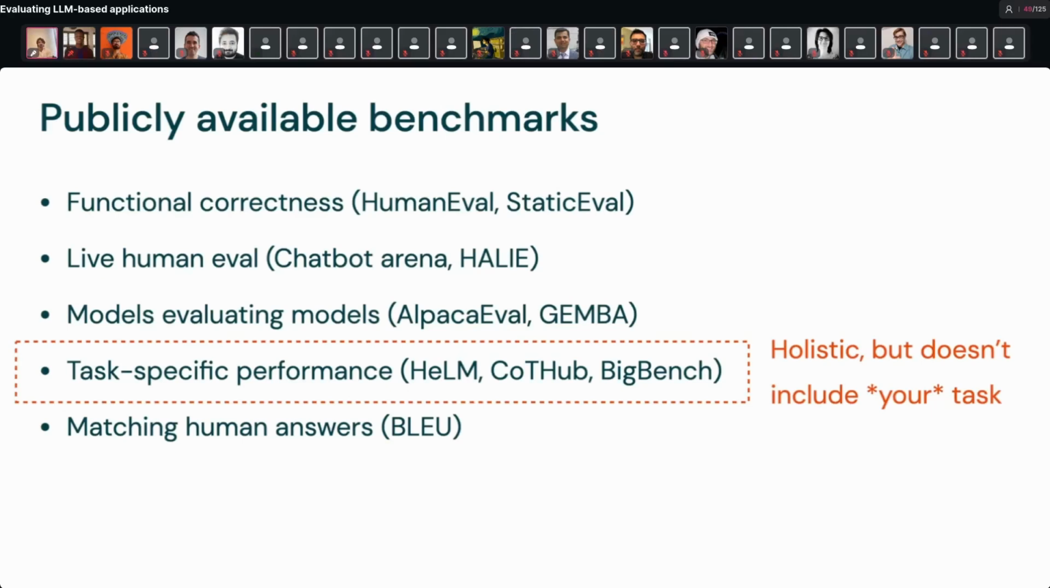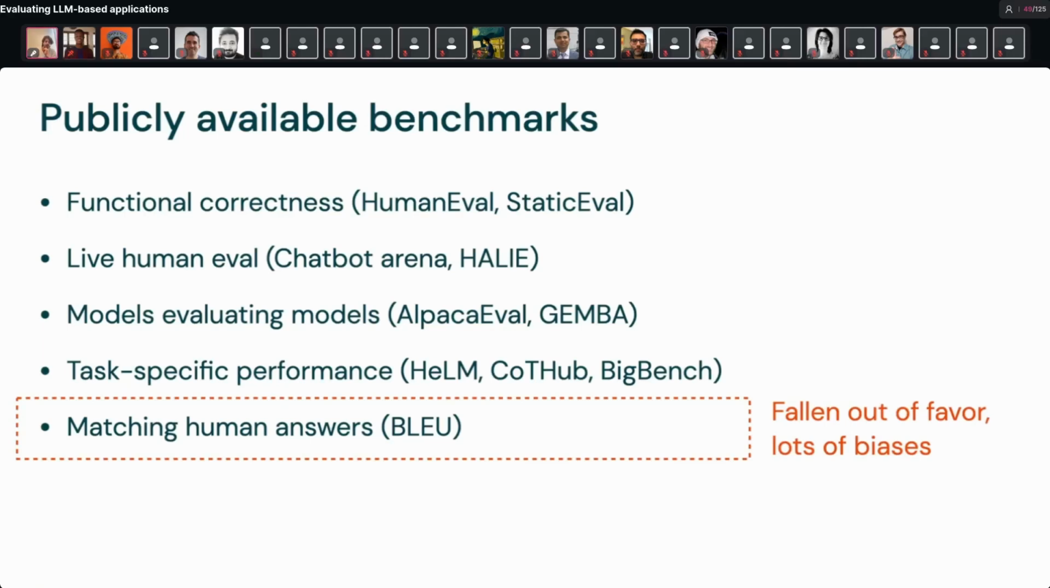The next category of publicly available benchmarks is task-specific performance. The most famous versions of this are HELM and BIG-bench. These are great because they're aiming to be as holistic as possible in terms of the different tasks that you might want to evaluate the language model on. The way that they compute the evaluations is they formulate the tasks such that there's a clear right answer. So these are decent ways to get a rough sense of comparison of different models, but they don't include the tasks that you care about as a model developer in most cases. And so, generally these benchmarks are not super useful for picking a model.